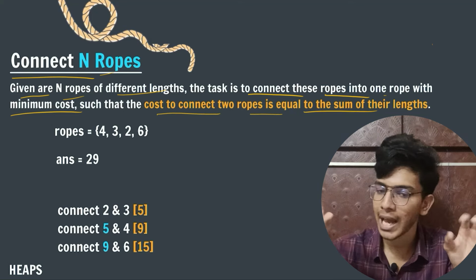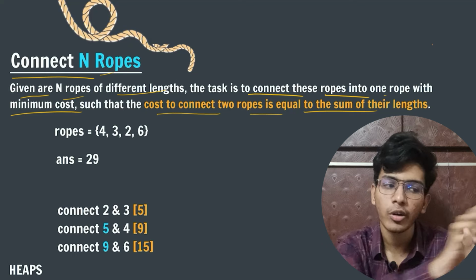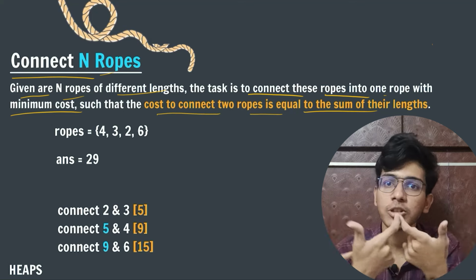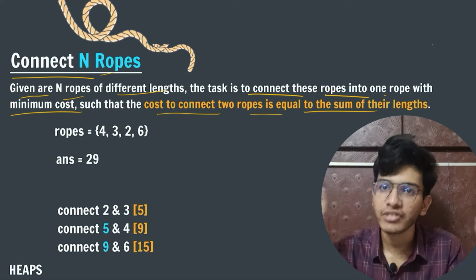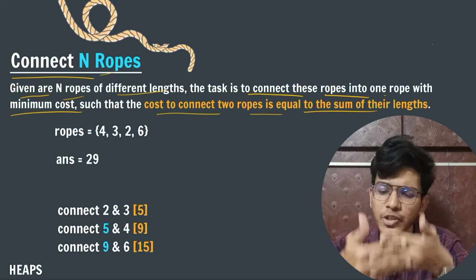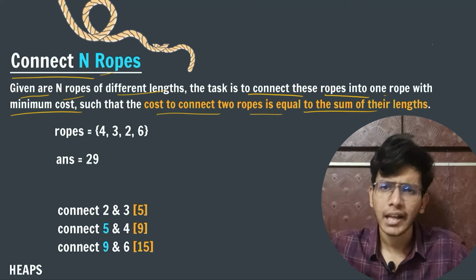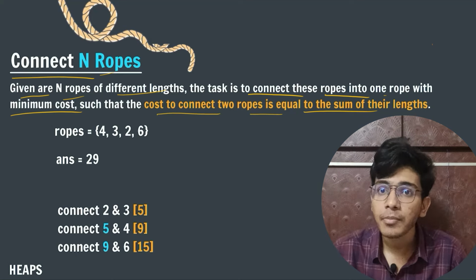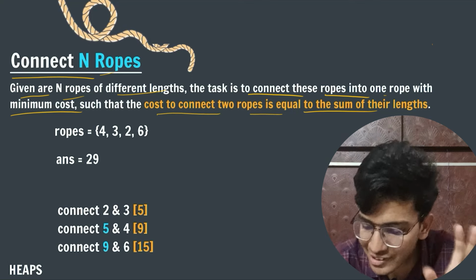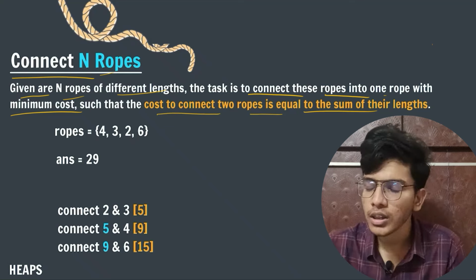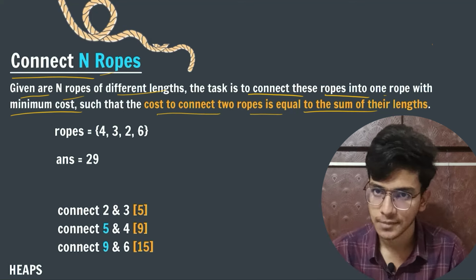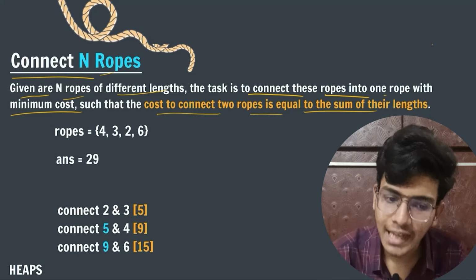Let's say for example we are having two ropes. The first rope length is 4 and the second rope length is 3. To add these two ropes, the cost will become the sum of their lengths, so the cost will become 4 plus 3. I need to add all my ropes in such a way that I get the minimum cost. So we need to add all the ropes, but this adding operation should be done with minimum cost, right? I hope you have understood the basic asking of the question.